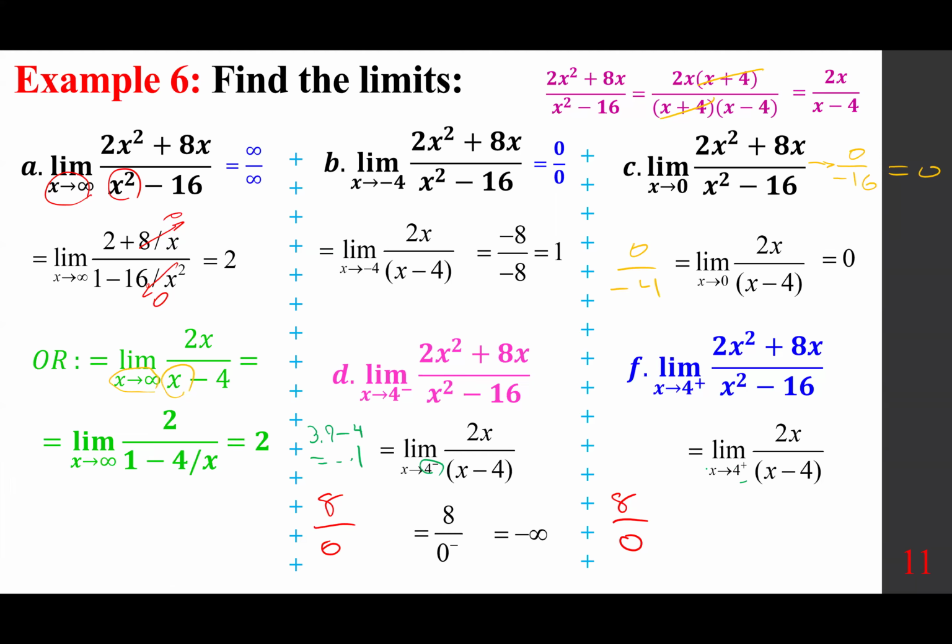On the other hand, here, 4 from the right, I can even use 5 because I just want the sign. But 4.1 minus 4 is positive 0.1. So 8 over 0 from the right, and it's positive infinity. So that's important for everybody to see what's going on. Okay? So I hope everybody is fine with that. So we can move on.